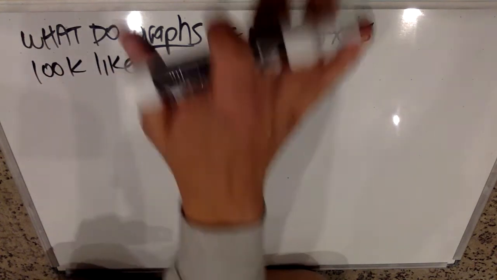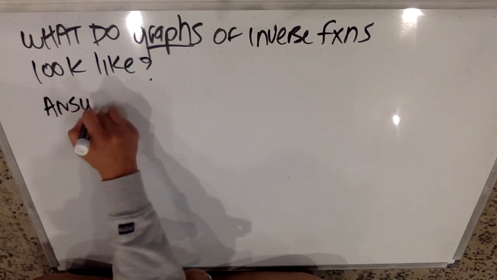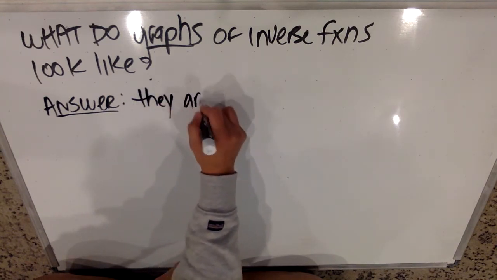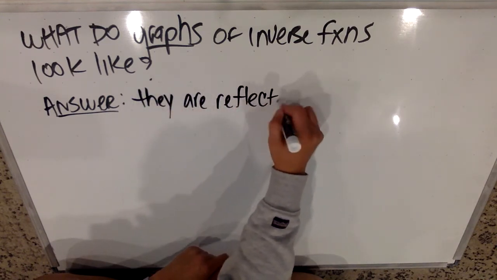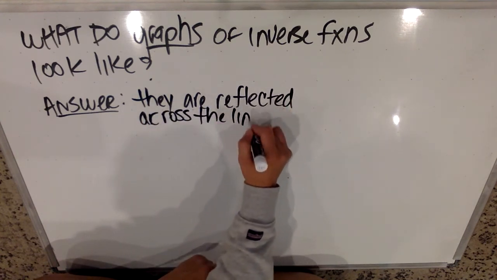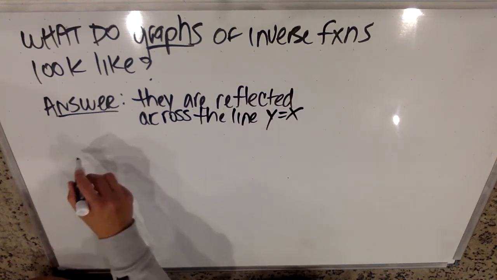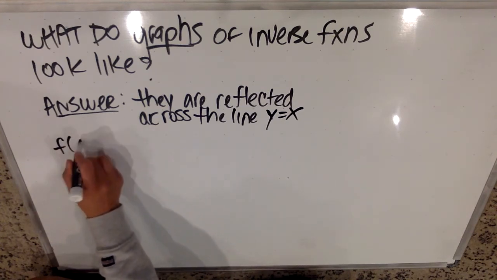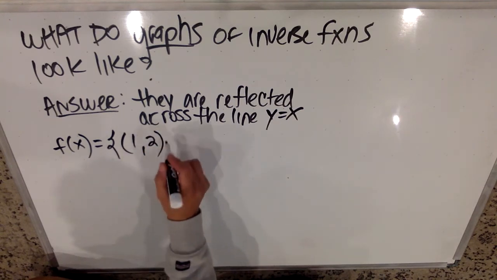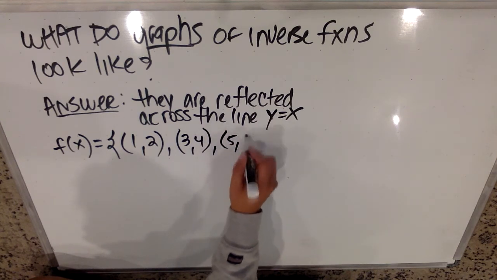The answer is, they are reflected across the line y equals x. Let me show you what I mean by that. Let's say I have a function that is just a set of points: 1, 2, 3, 4, 5, 6, because I'm the most creative person on the planet.